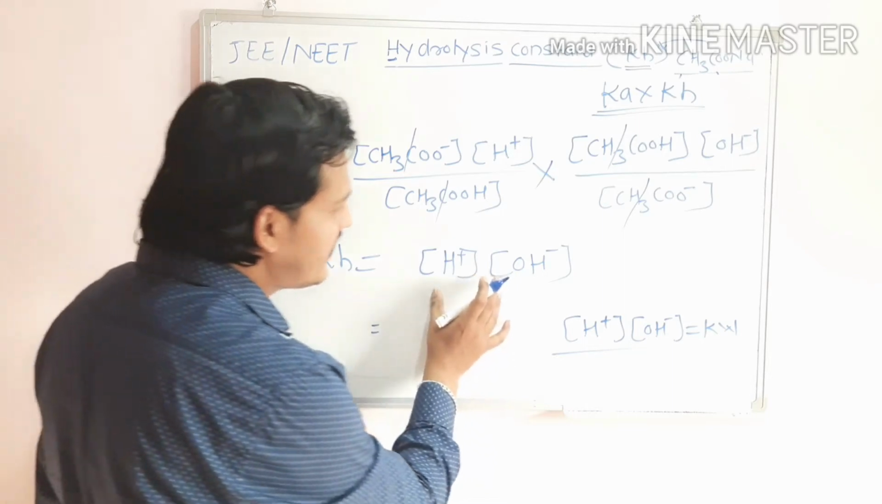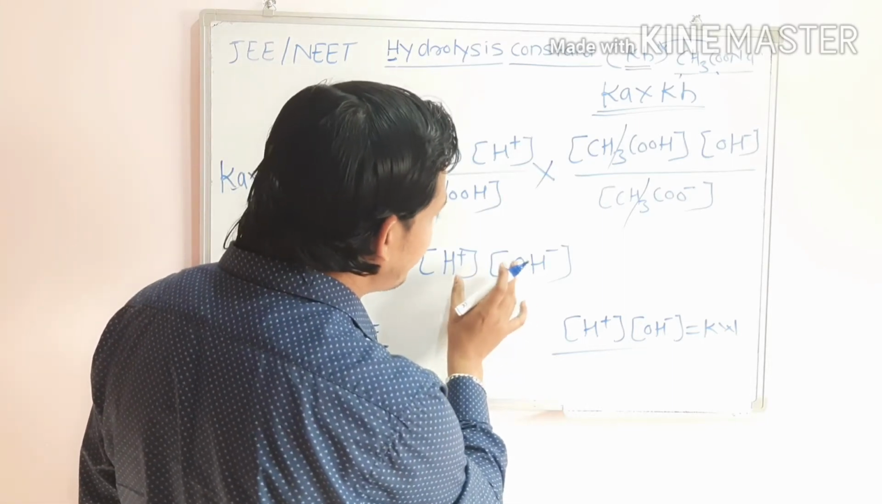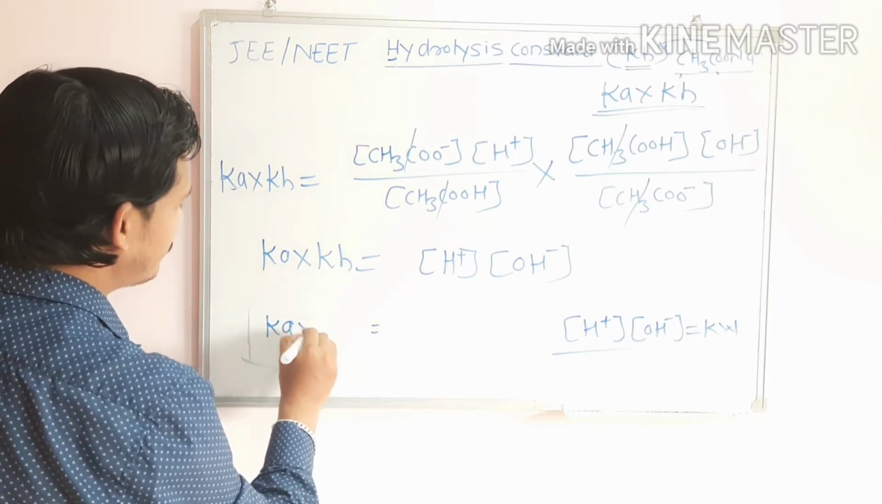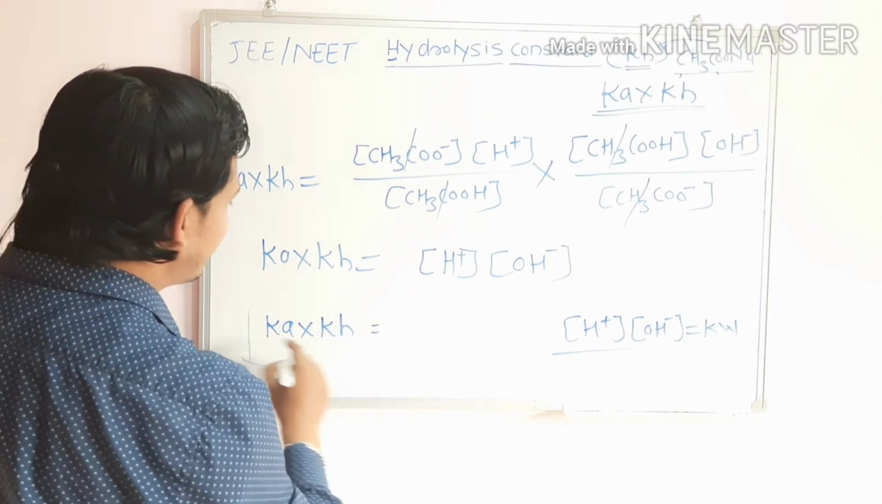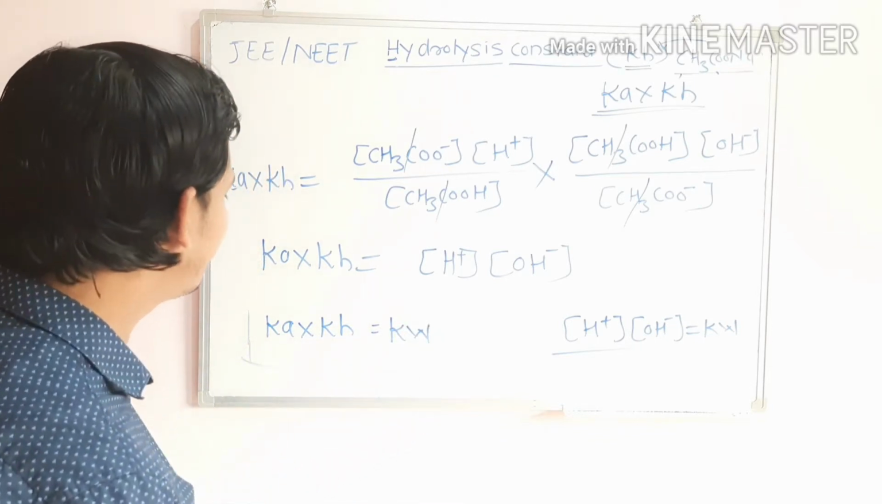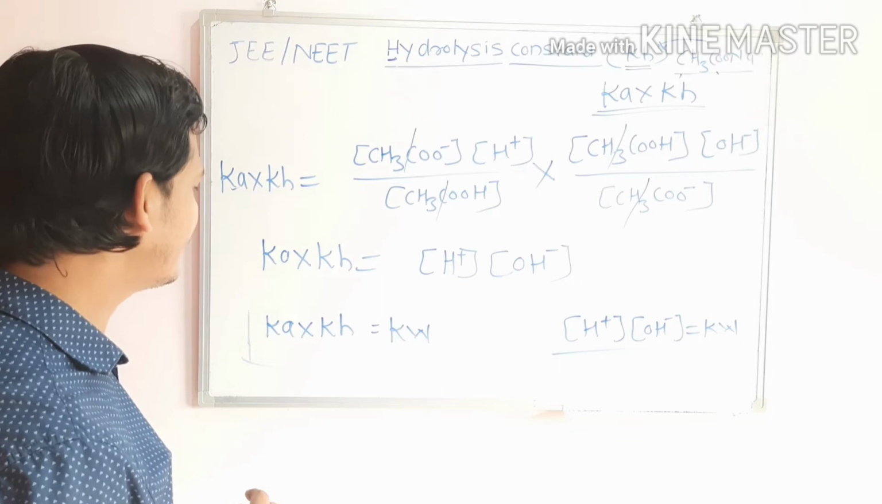So in bracket H plus in bracket OH minus is the ionic product of water, so I want to write Kw. I want to get the final equation: K into KH is equal to Kw.